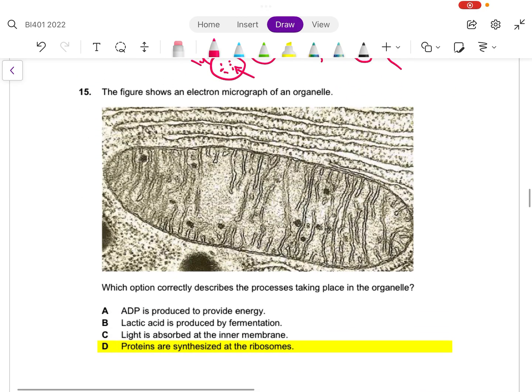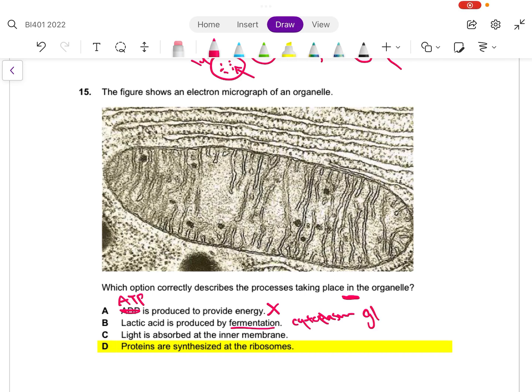Let's go to question 15. It shows an electron micrograph of an organelle. Which option correctly describes the processes taking place in the organelle? Okay, A. ADP is produced to provide energy. It's not true. You should change this to ATP. B. Lactic acid is produced by fermentation. This is not done inside the mitochondria. It's actually done in the cytoplasm.